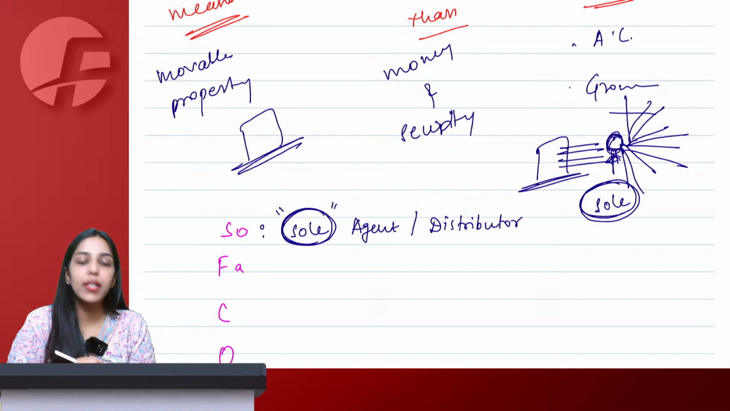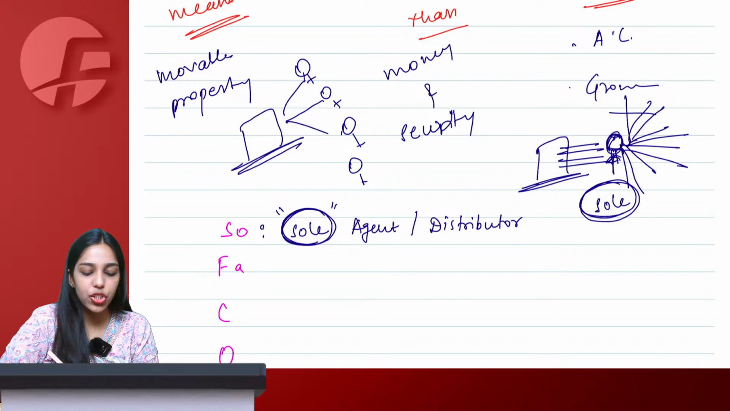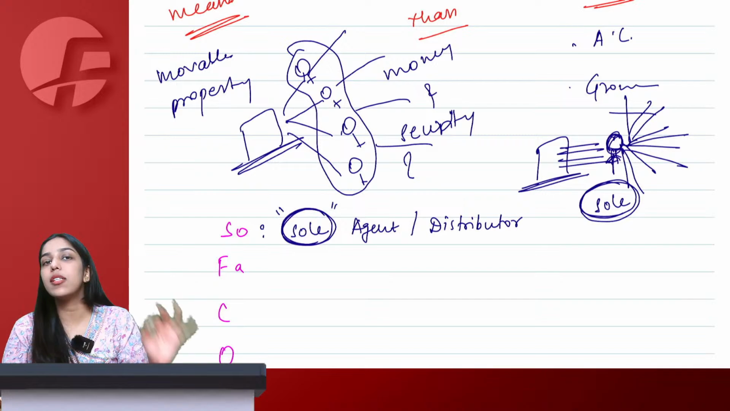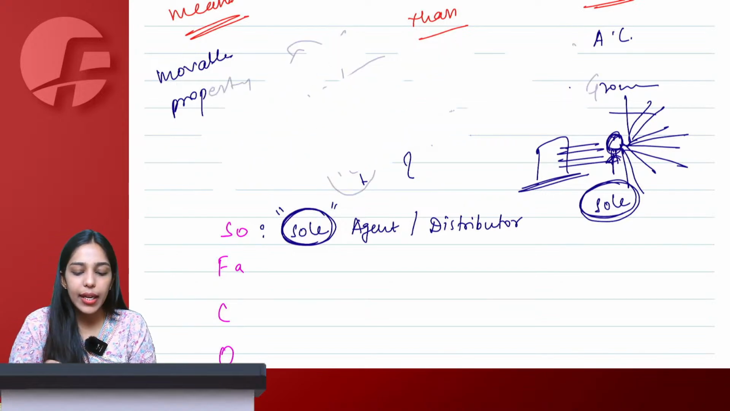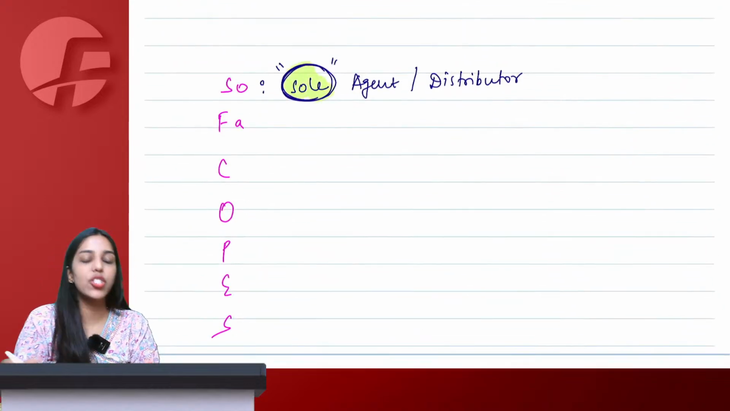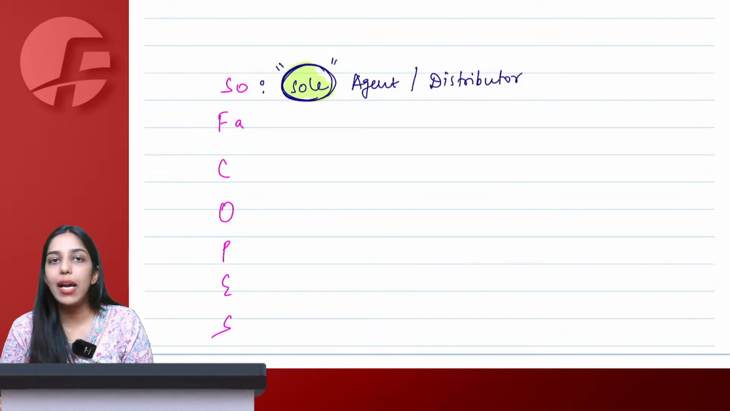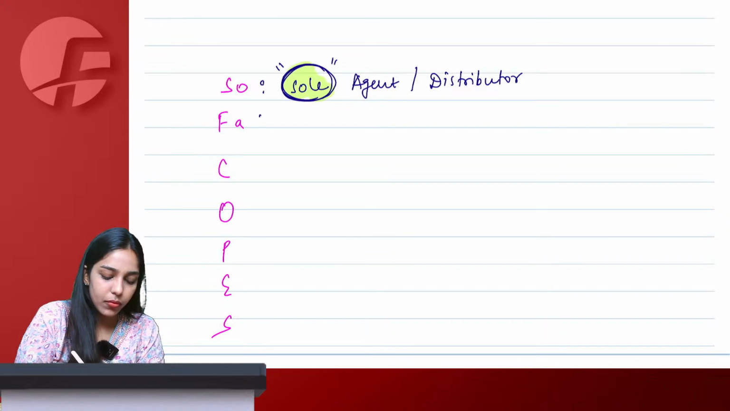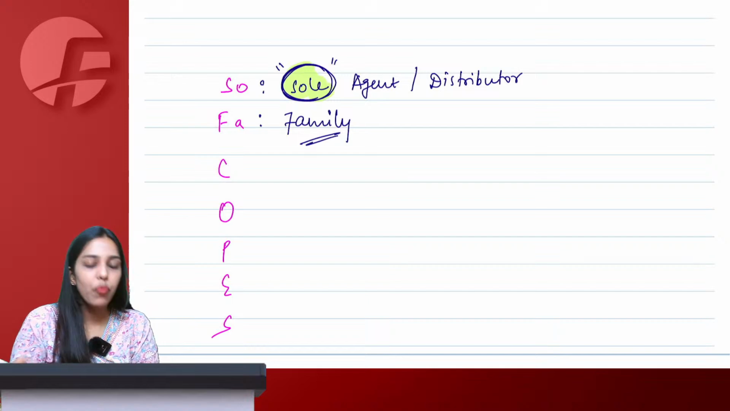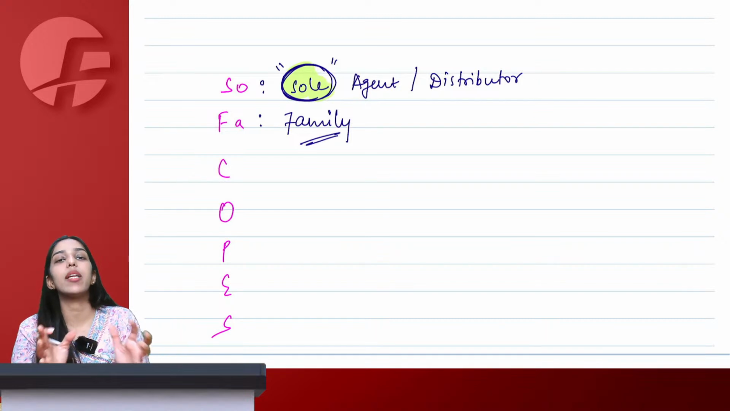But let's say I make spectacles and at various places, various cities, I have appointed multiple agents through which I sell the specs. Then will all of these agents be considered as my related person? The answer is no. So it is not like any agent or any distributor is my related person. No. Only and only my sole agent, sole distributor will be considered as related person. Then what do we mean by the term FA? FA is family.